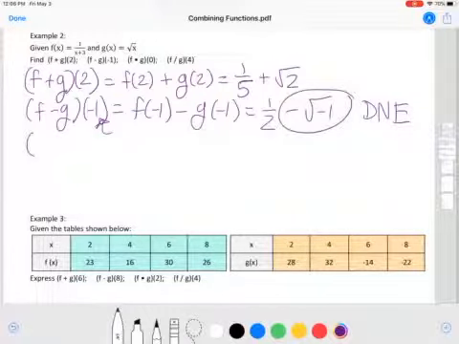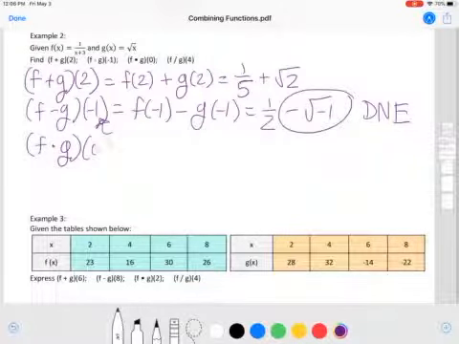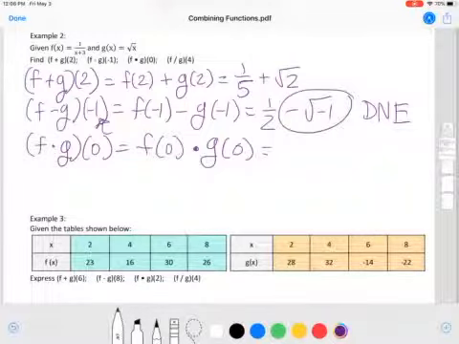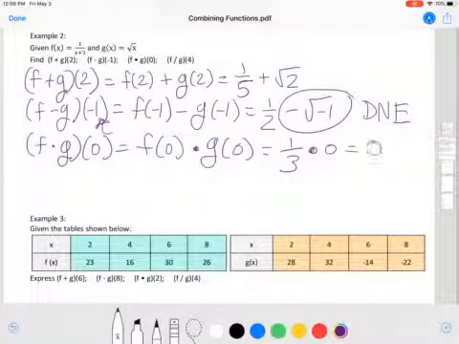Okay, next example, f times g of 0. This means I'm going to find f of 0 and multiply it by g of 0. F of 0 is 1/3. G of 0 is 0. So when I multiply them, I just get 0.